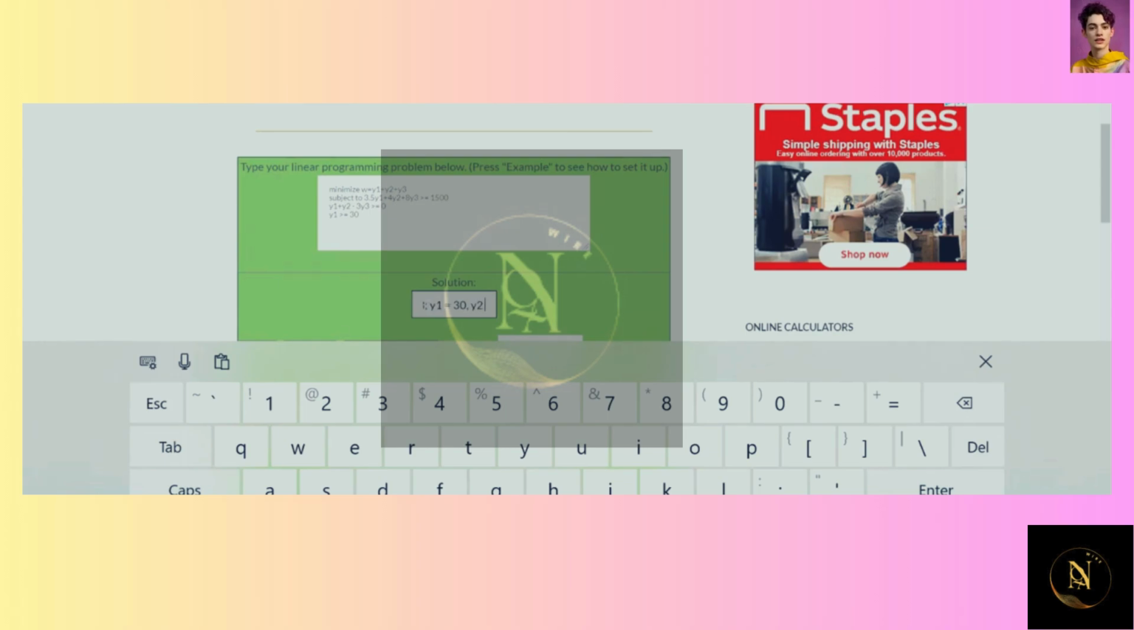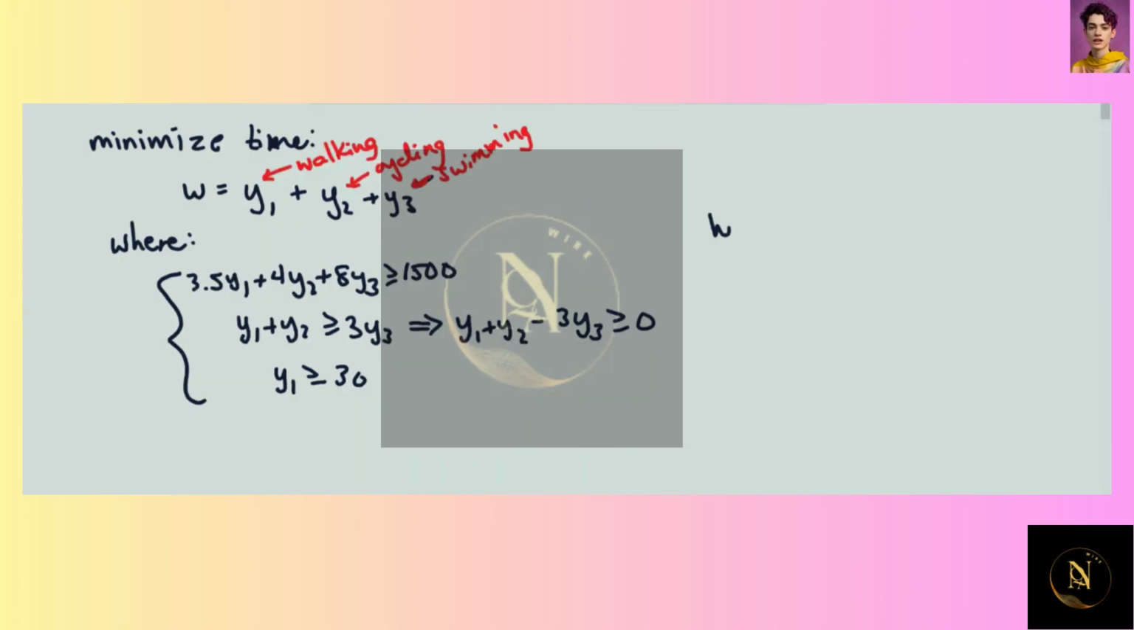When she does that, y sub 1 will be 30, y sub 2 will be 197.25, and y sub 3 will be 75.75. So let me just write these down. W equals 303, so 303 minutes. That's about 5 hours a week, a little bit more. And here were the 3 different exercises in their breakdown.